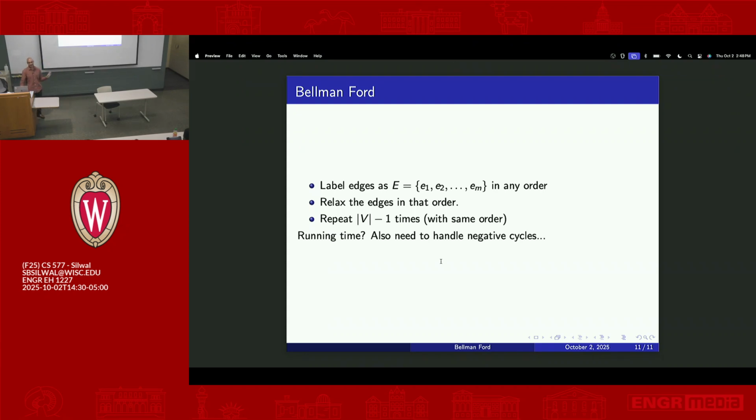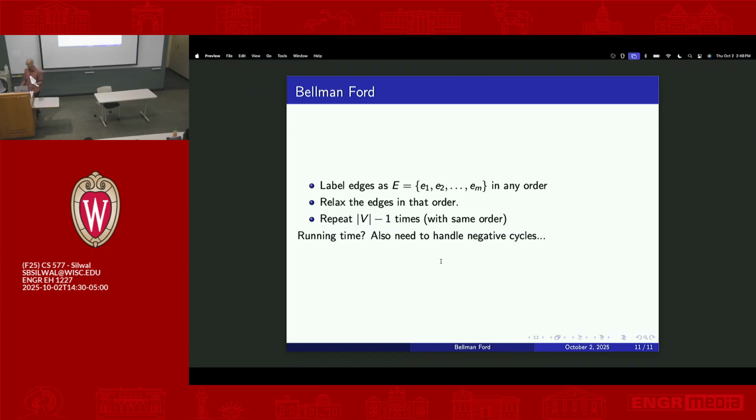Of course, I'm hiding the fact that at some point we need to handle negative cycles that have negative weight, right? Then I can go on and on around them. So we're going to handle that also. But yeah, this is the entire algorithm. Before I prove to you why it's correct, let's see an example, okay?